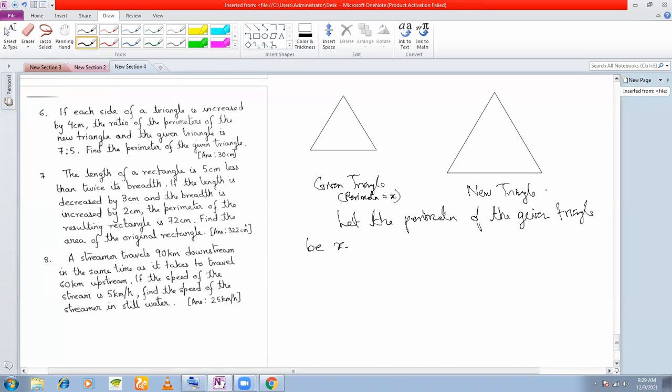What should be the perimeter of the new triangle? x plus 4? Why x plus 4? Each side is increased. So whatever was this length, this length is increased by 4. This length is increased by 4. This length is increased by 4. So what is the perimeter of the new triangle?